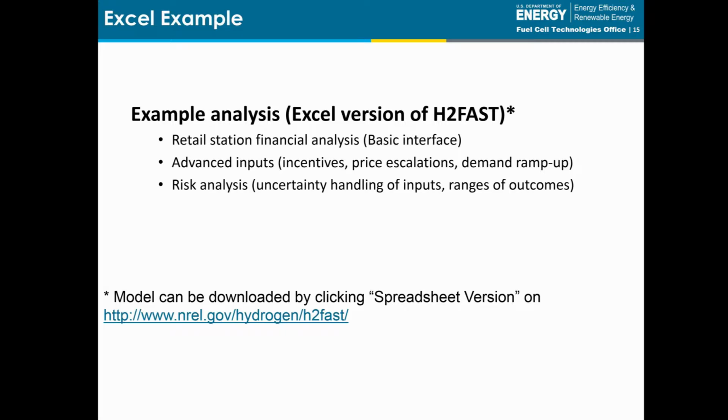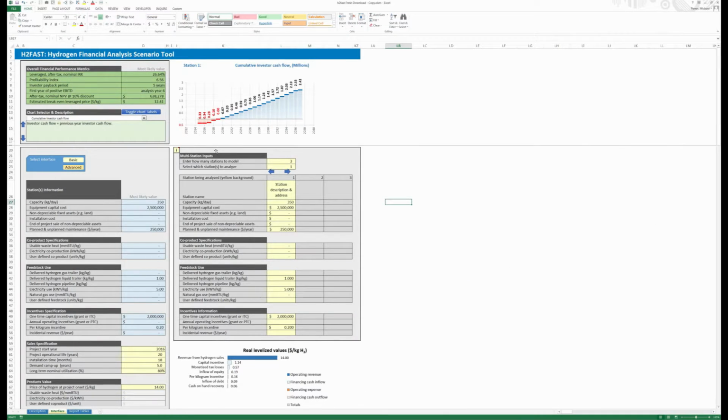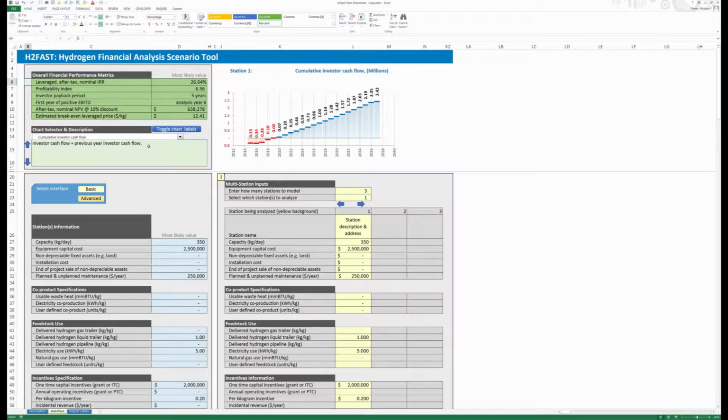With that said, if you've downloaded the model, you're welcome to open it up. I'm assuming, Fred, can you guys see my screen? The Excel on the screen? Yeah, Mike, we can see it.